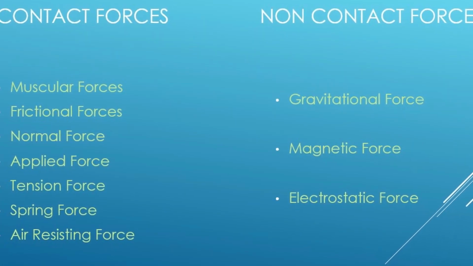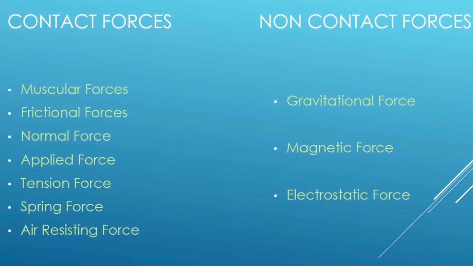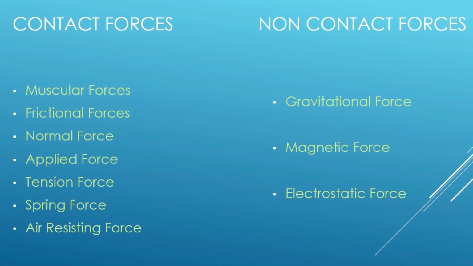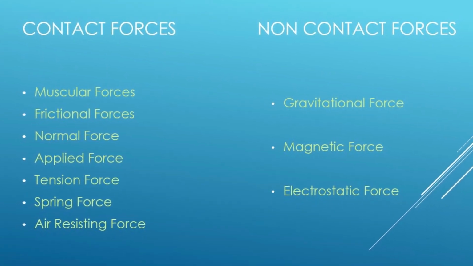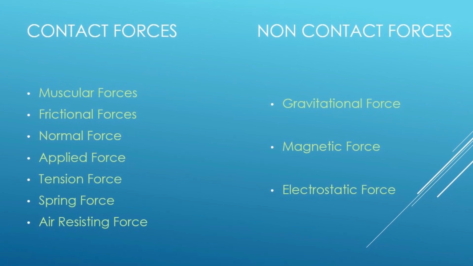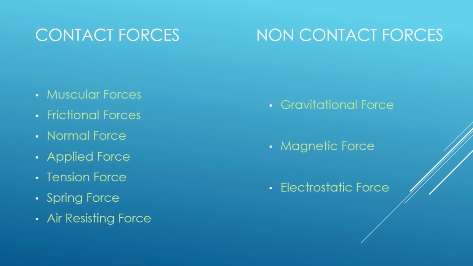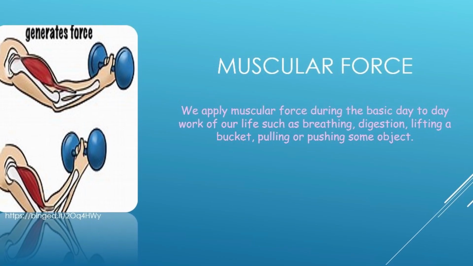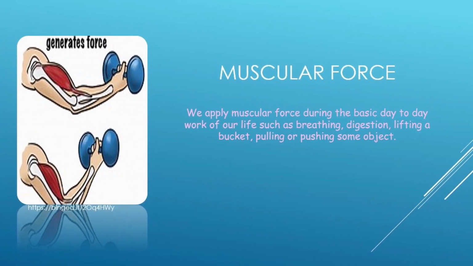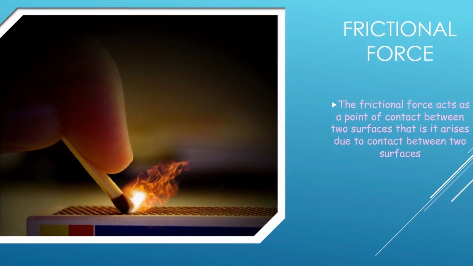Contact forces include muscular forces, frictional forces, normal force, applied force, tension force, and spring force. Air resistance force is also included in it. Non-contact forces include gravitational force, magnetic force, and electrostatic force. Let's see an example of each type of force. Breathing is a pretty common example of a muscular force. Lighting a matchstick is also an example of frictional force.